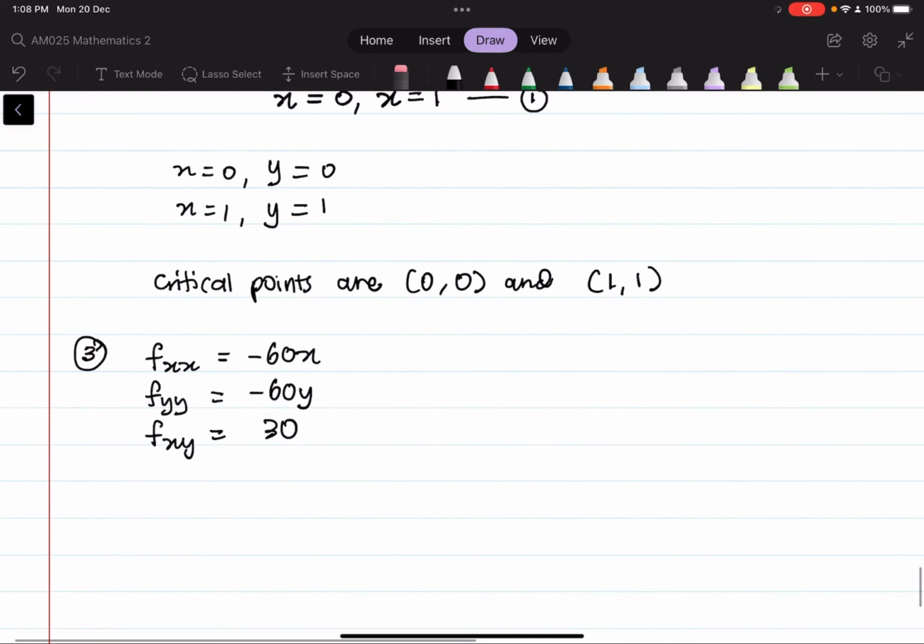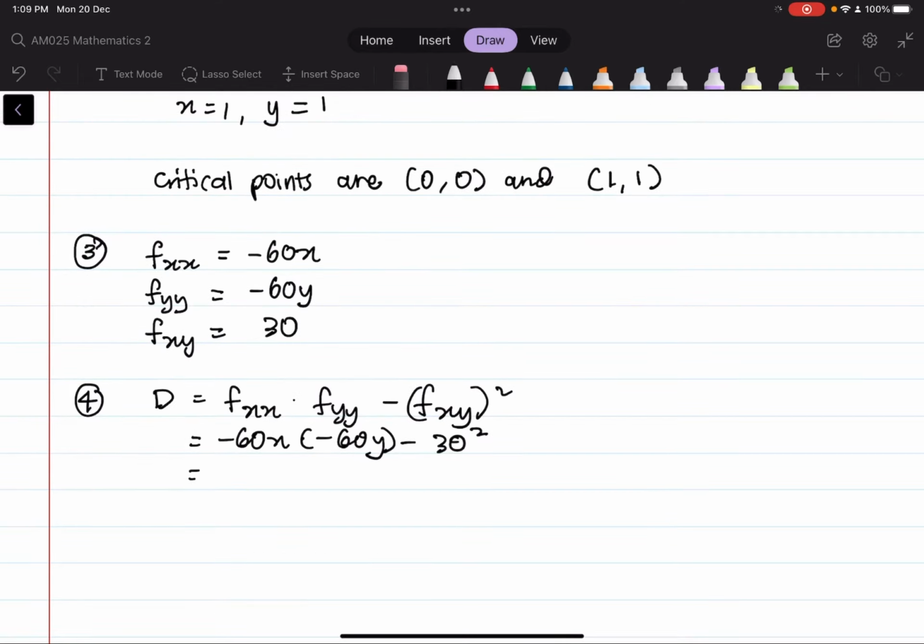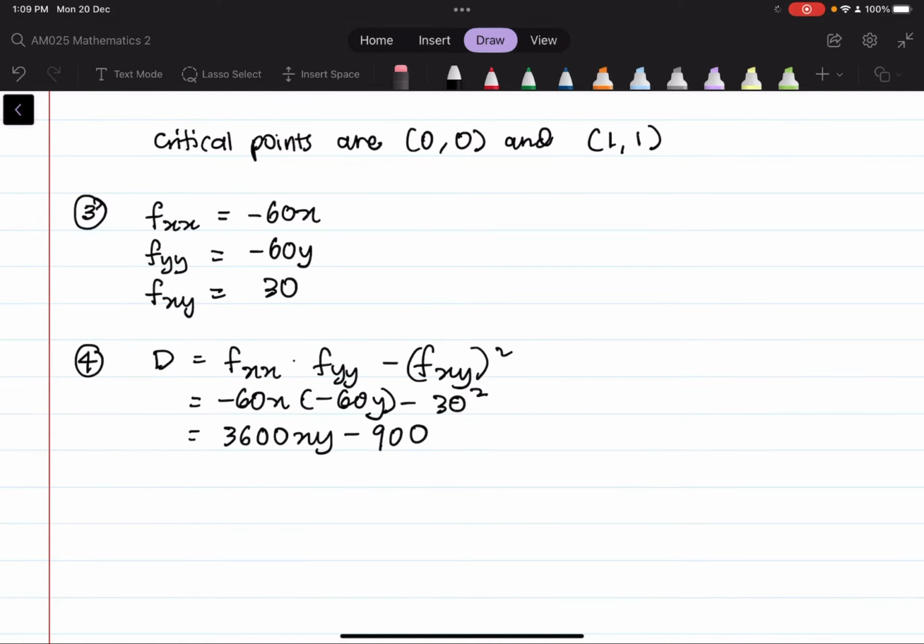Now we're going to substitute our second order partial derivatives into the D-test, which is f sub xx times f sub yy minus f sub xy squared. So negative 60x times negative 60y minus 30². So we're going to get 3600xy - 900.